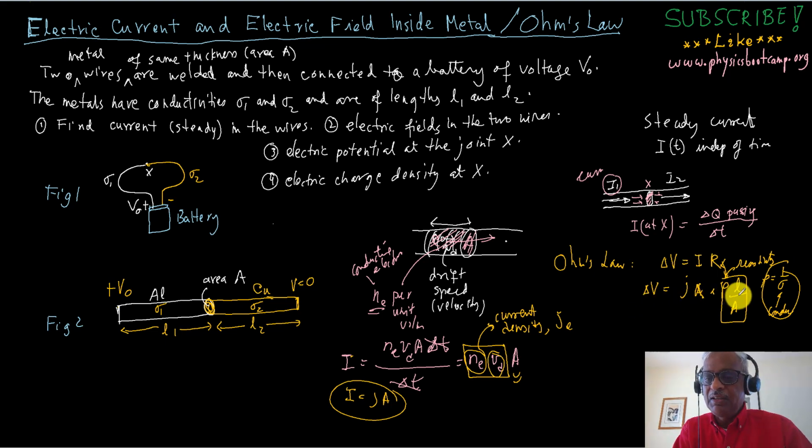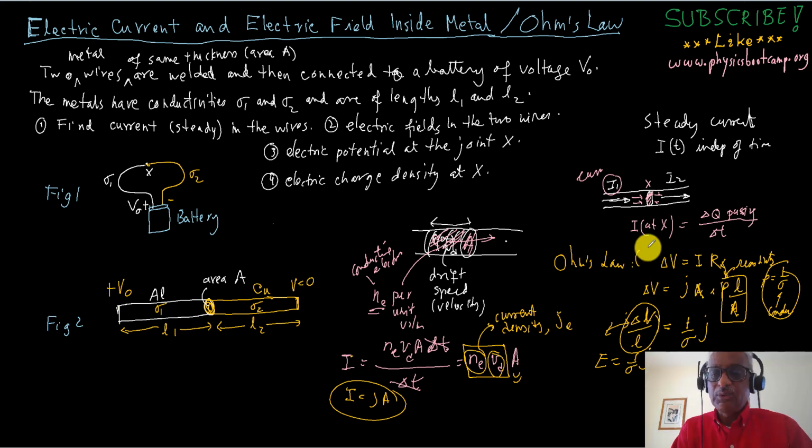So you have a delta V, so A can cancel out, and I can bring the length of the wire over. So delta V over length, the voltage that dropped across the wire, is equal to rho, which can be written as 1 over sigma, times J. Now this is the electric field in the wire. The electric field is how much voltage over length, and so this is 1 over sigma times J.